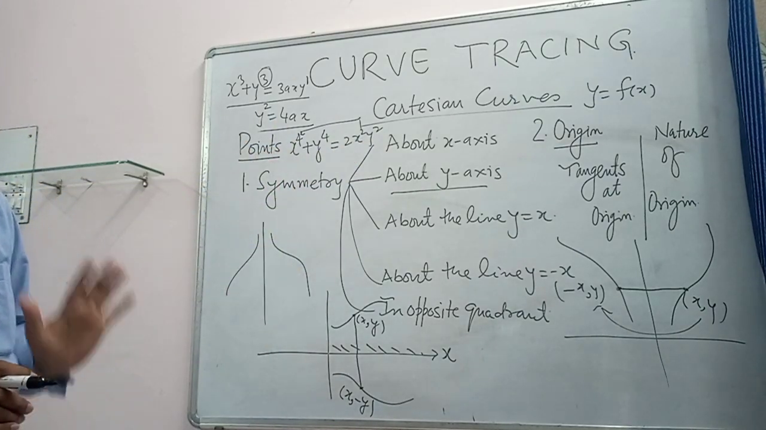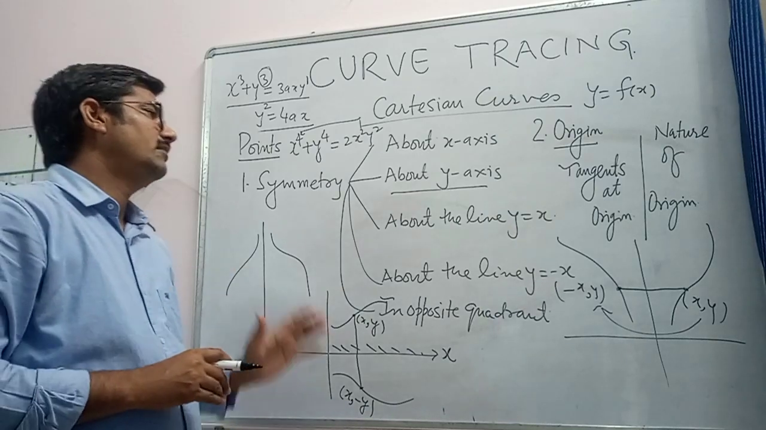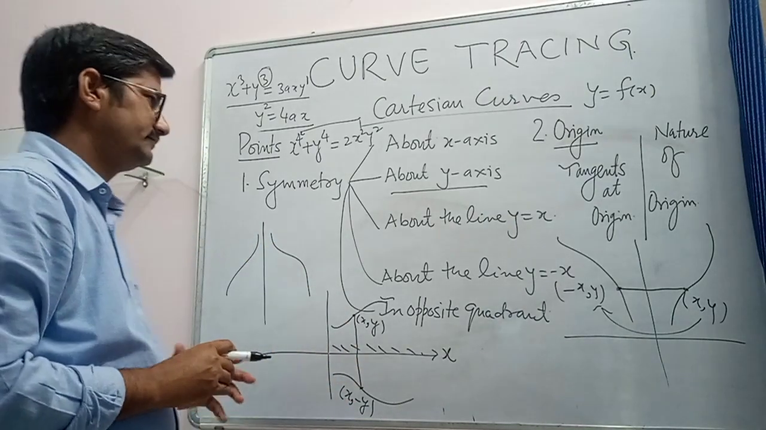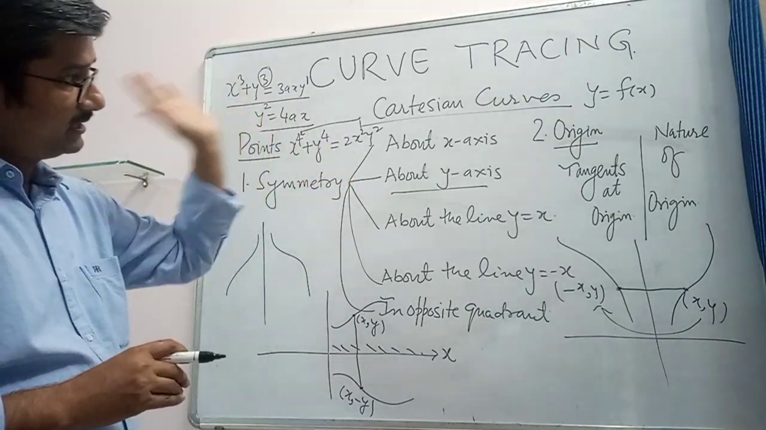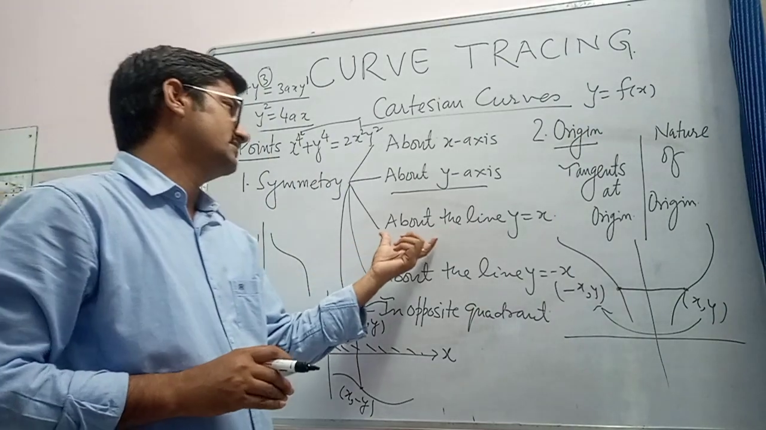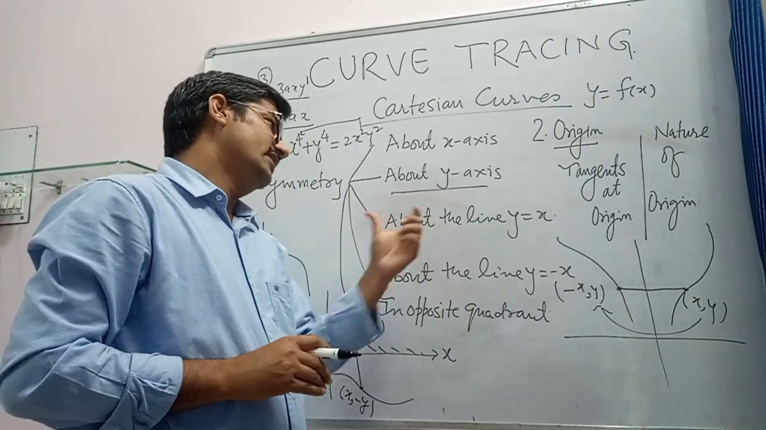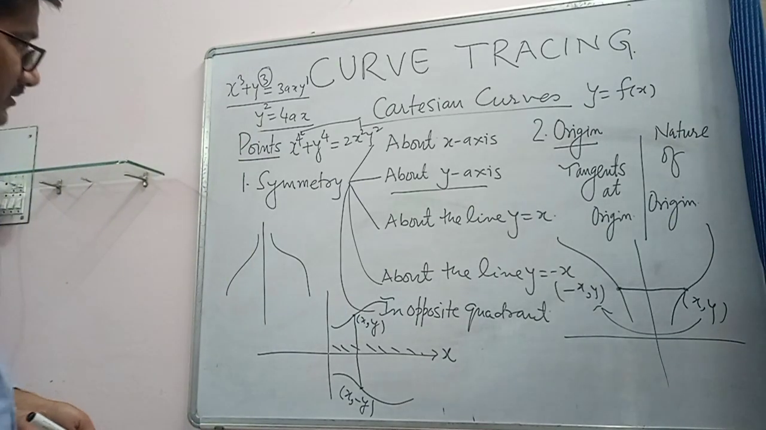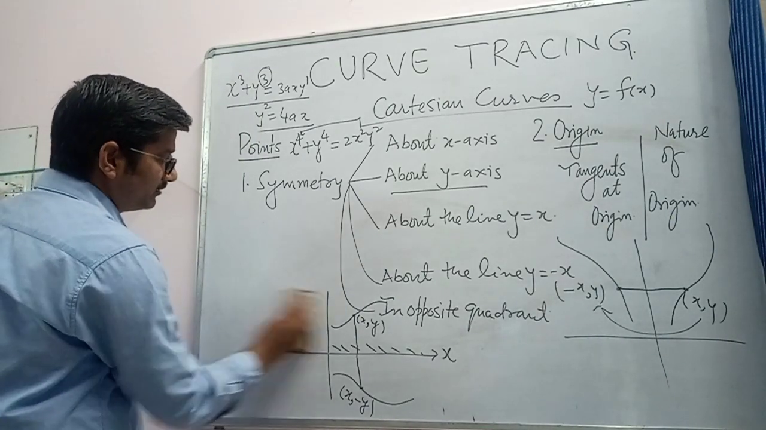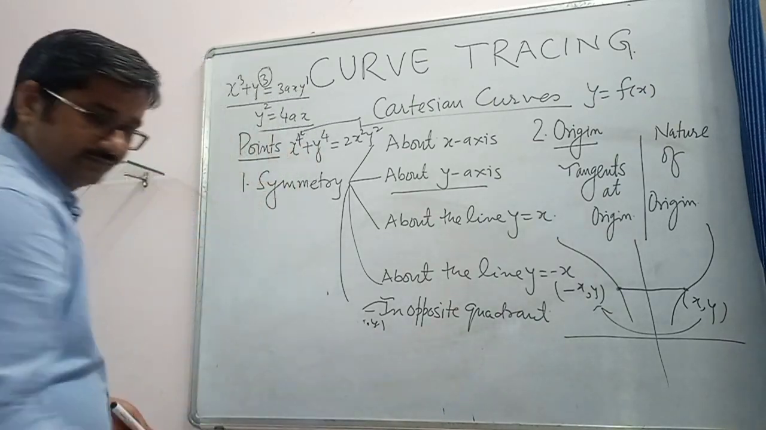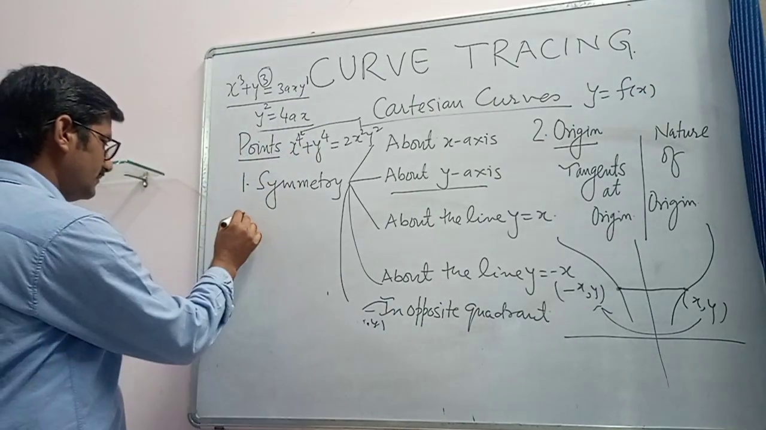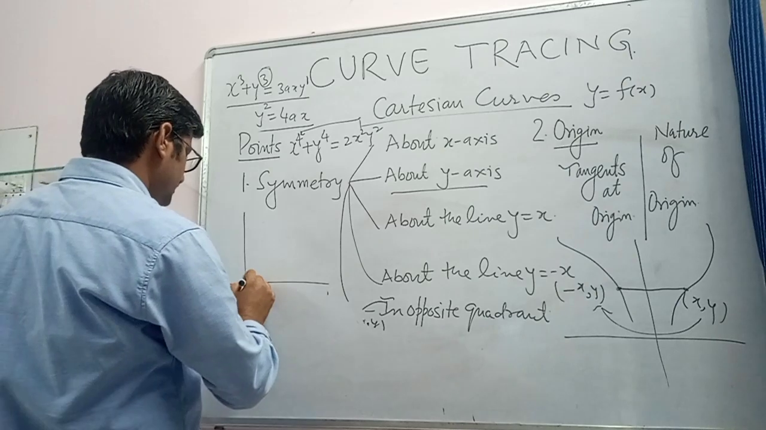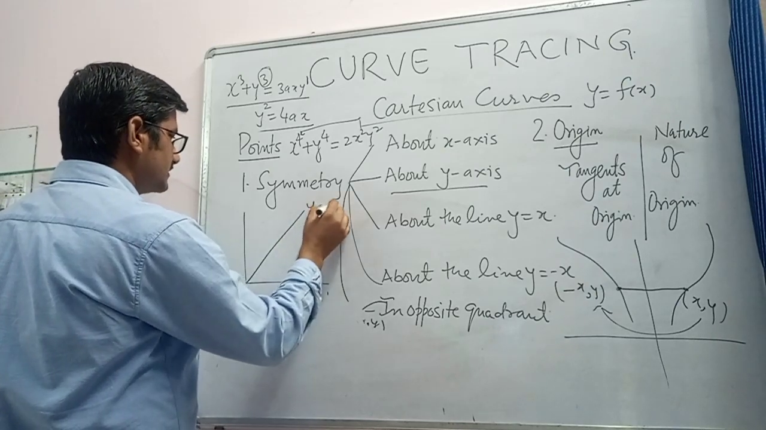So we have discussed the symmetry about the coordinate axis. So this curve is symmetric about both the axes. Next we will discuss symmetry about the line y equal to x. I think all of you are familiar with the line y equal to x. This is the line y equal to x.